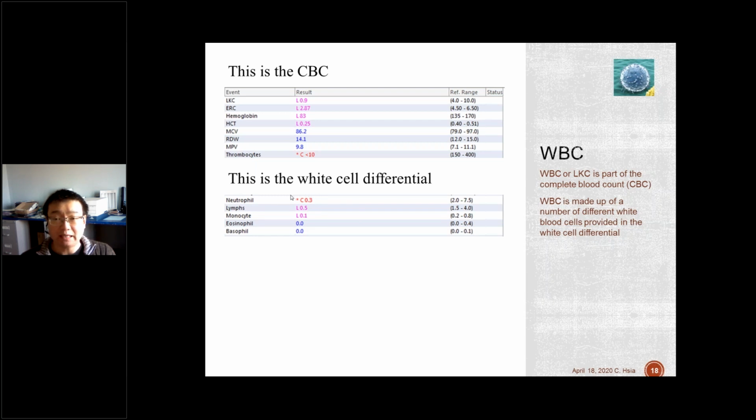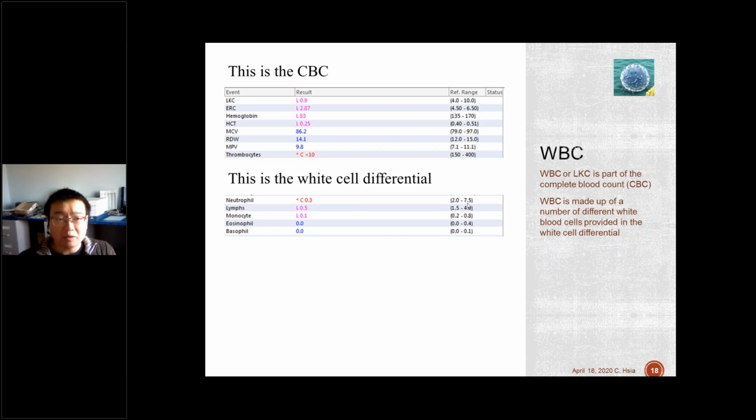But in order to find those numbers out, your physician would ask for not only a CBC, but a CBC with a white blood cell differential, or CBC and diff. And that's how you will know, for example, this person's neutrophils are very low at 0.3 compared to the normal reference range in that lab being 2.0 to 7.5.